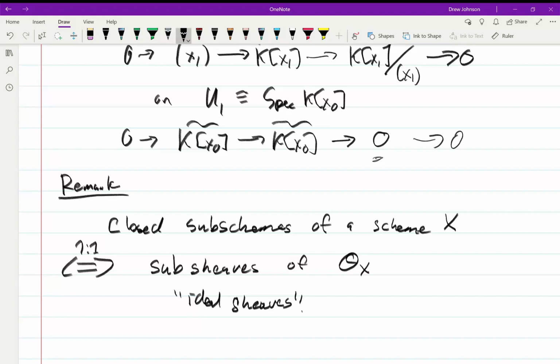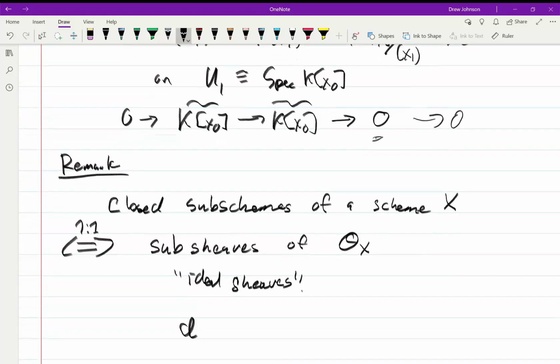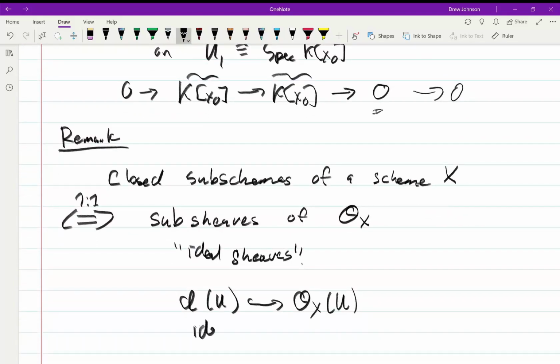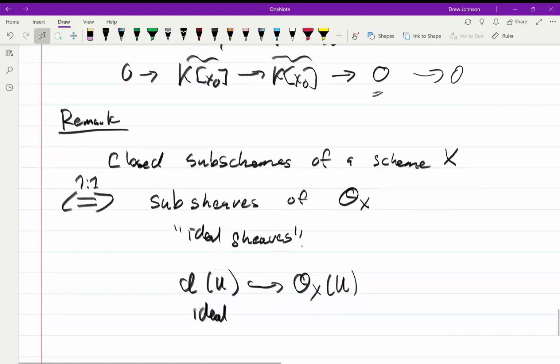What do I even mean by that? I mean for every U, I of U should be a sub OX(U) module of OX(U). So that's exactly an ideal. And so these are called ideal sheaves, and they are in one-to-one correspondence with closed subschemes. So you can think about how that works.